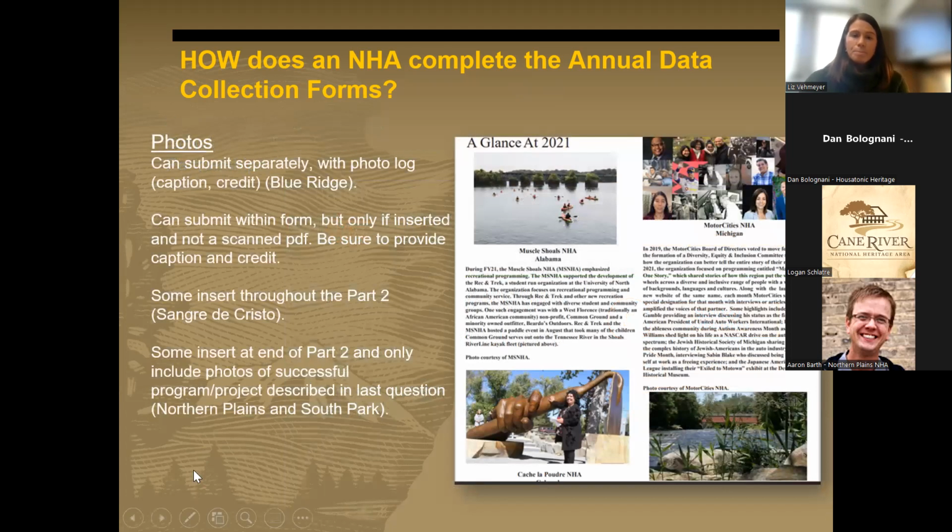And then lastly, photos are always welcome. I know Part 2 notes that if you want to submit photos, I'll just share some different ways that they're shared. Sometimes, for example, Blue Ridge has shared them separately with a photo log. You can submit them within the form itself. But I ask that if you do that, it's an inserted photo and not just a scanned PDF, because then the photos don't become available to actually use in, for example, the By the Numbers report here.